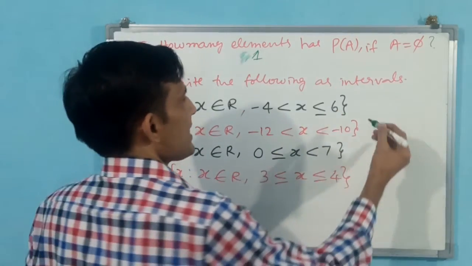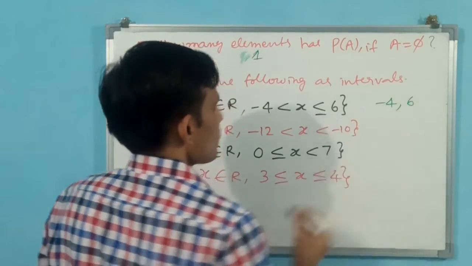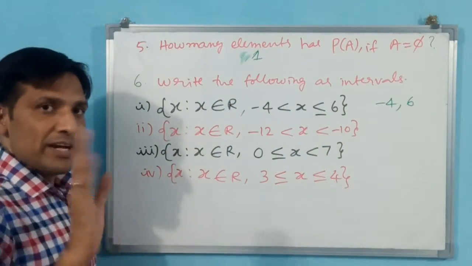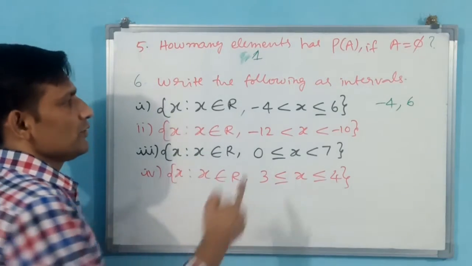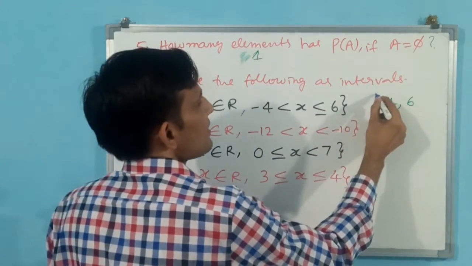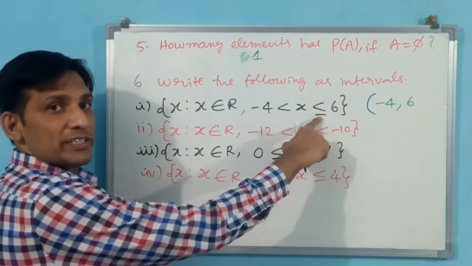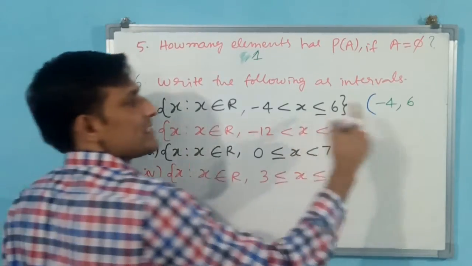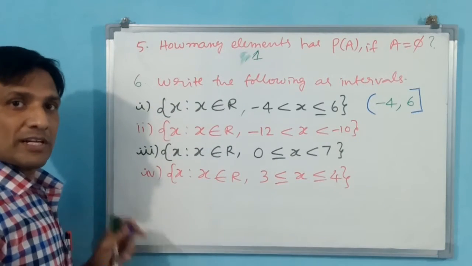First let me write the symbol. -4 comma 6 you have to write. Wait, now you put brackets, bracket or parenthesis. You see here equal to is not there, so it is an open interval. Open interval means parenthesis. 6 is a closed interval. Why? Because the equal to sign is there. Closed interval means bracket. You understand now?